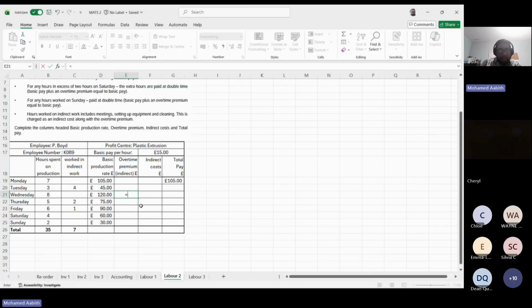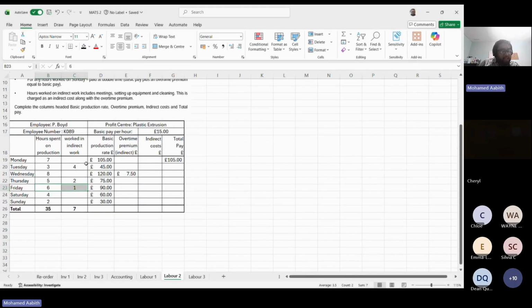So what is the premium going to be? That is going to be equal to 1 times this £15 times 0.5, because it's a time and a half, isn't it? So the premium they're going to be receiving on that day is going to be £7.50. And then how about Thursday? On Thursday, they worked indirect for 2 hours there. We need to consider that one as indirect cost, but we are not going there yet. We're going to sort that out later on. Do they work any overtime on Friday? No, still is 7 hours basic hours shift. So there is no extra premium there.